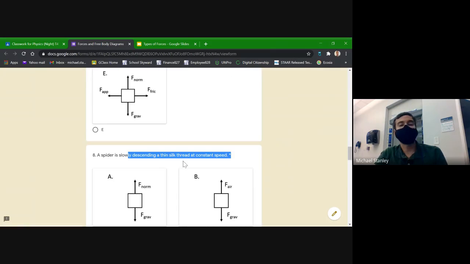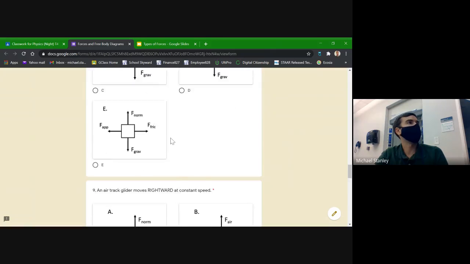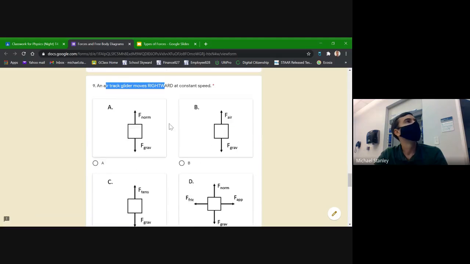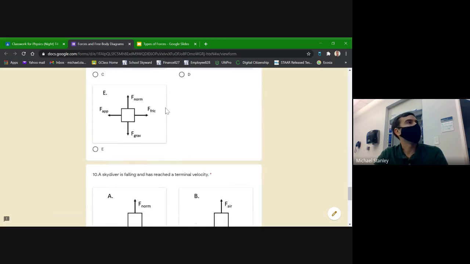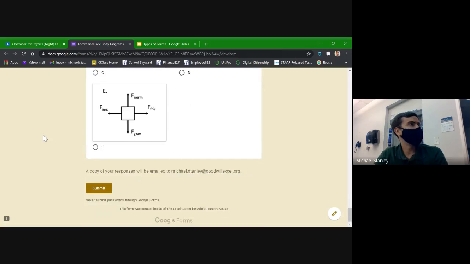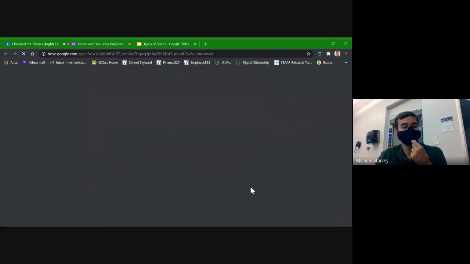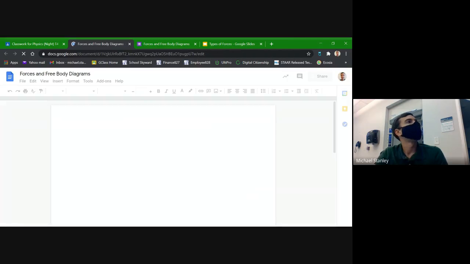We have a spider coming down on its silk. We have an air track glider, which is like, if you've ever seen an air hockey table where it has the little air coming out of it, it's kind of like a little mini train type of thing that's traveling to the right. And we have a skydiver falling through the sky. And so for each one of those situations, I just want you to pick out which free body diagram best illustrates that situation. It's set up in a pretty similar way in the Google Docs version, if you prefer doing that one.